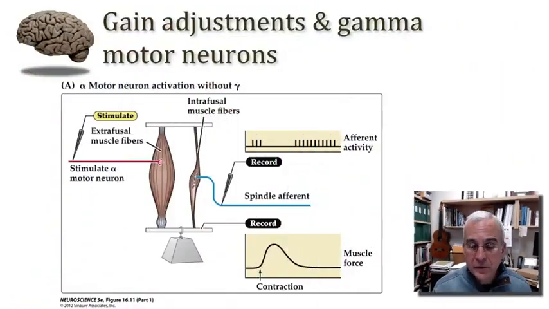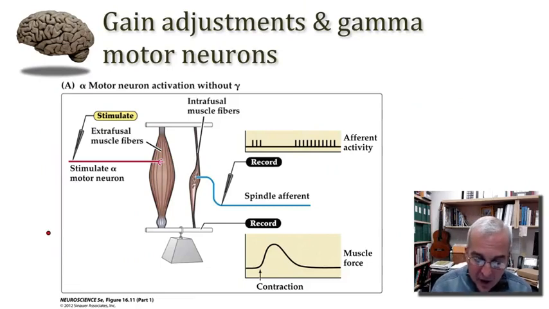Gain is adjusted by the output of our gamma motor neurons to the contractile elements of our intrafusal muscle fibers. So one way that we can think of how this works is that activating our gamma motor neurons resets the sensitivity of the muscle spindle. And this would be especially important if the muscle is actively contracting, meaning that the muscle spindle is getting shorter. Well, if it gets shorter, then it loses its sensitivity to monitor the change in muscle length. So let's look at this figure and see how this might actually work.